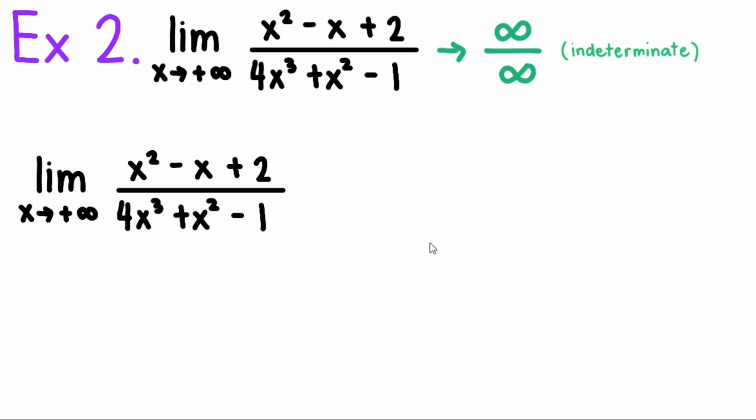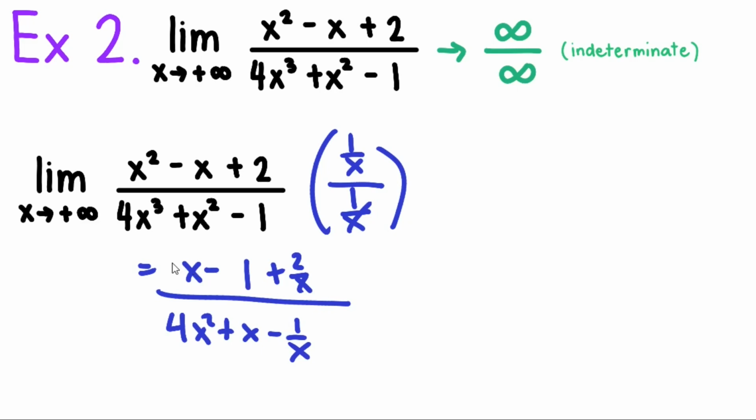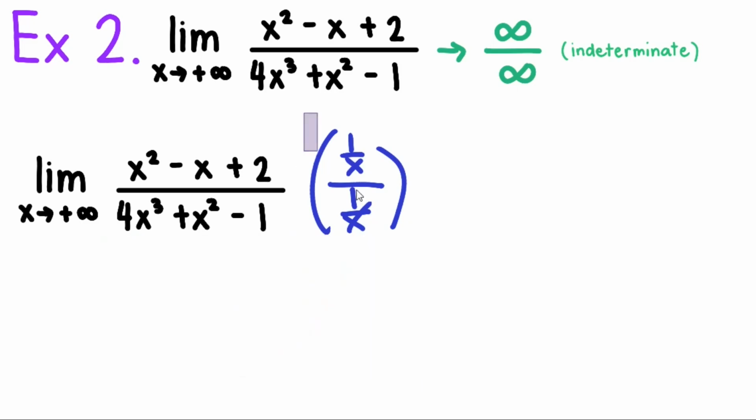And as a while ago, we know that a trick here is to divide this by 1 over x. But this time, our exponent or the degree in the numerator is 2. For the denominator, the degree is 3. So if we just divide the numerator by x and the denominator by x, we'll be left with x minus 1 plus 2 over x all over 4x squared plus x minus 1 over x. So we'll still have this. When we plug in infinity, the outcome would still be infinity over infinity. So this idea doesn't really work.